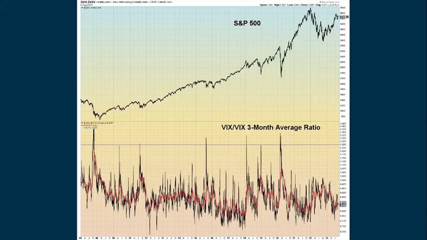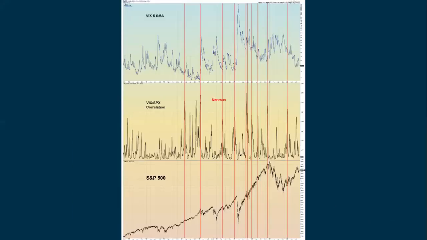Another thing that we look at is the VIX on a daily basis, and then compare it to a 3-month average of the VIX, and then take a ratio between the two. What we're seeing down here is mainly the red line. I plot a 50-period moving average on here, and it's continuing to go up, showing that fear is starting to increase slightly.